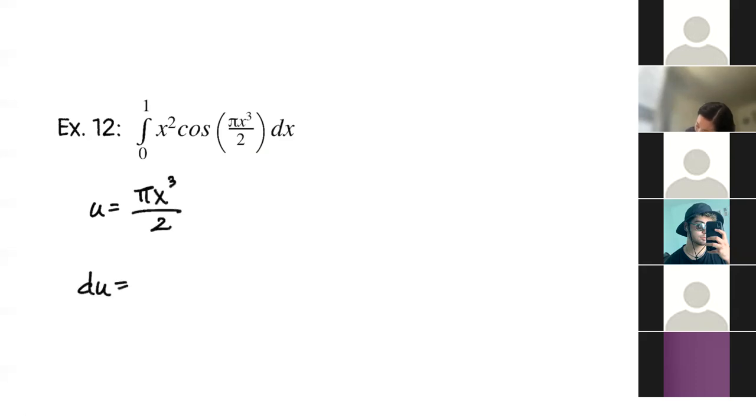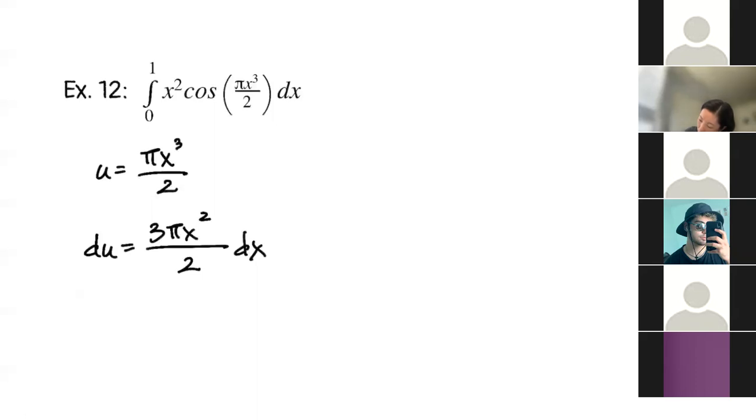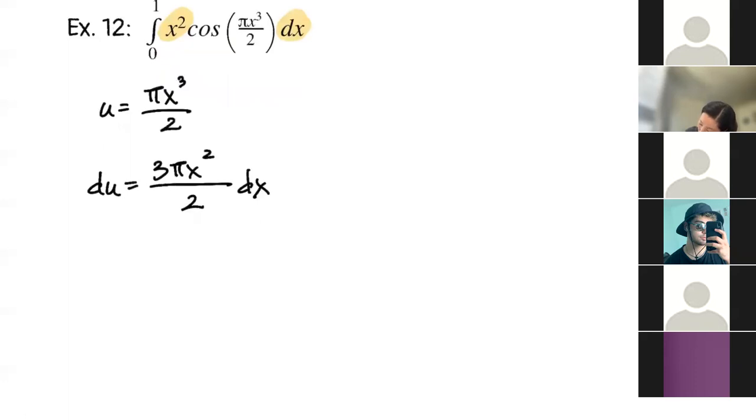All right, what's that going to give us for our du? We'll get 3 pi x squared over 2 dx, and all I want is an x squared dx. So I'm just going to move everything else to the other side. So 2 over 3 pi du is going to replace x squared dx. So x squared dx becomes 2 over 3 pi du.